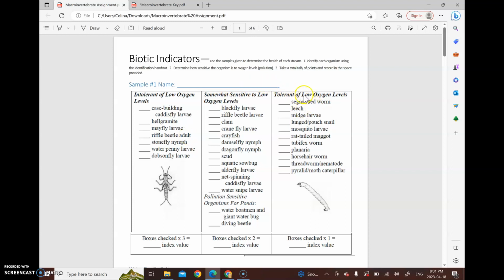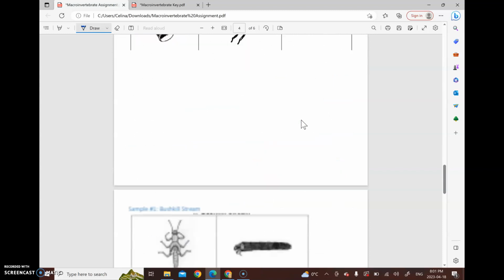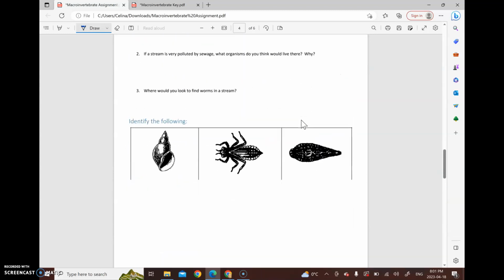Okay, so, here we go. Sorry, that took me a long time. If your sample had that pouch snail, you'd put a check mark on your page. So we have one of those. Let's see what else we have. And you can even be answering this on your paper copy too. So this is a pouch snail.